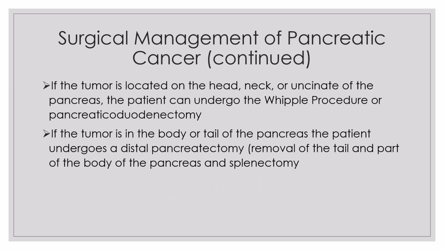So if the tumor is located on the head, the neck, or uncinate of the pancreas, the patient can undergo the Whipple procedure, or pancreatoduodenectomy. If the tumor is in the body or the tail of the pancreas, the patient undergoes a distal pancreatectomy, which is a removal of the tail and part of the body of the pancreas, and splenectomy.